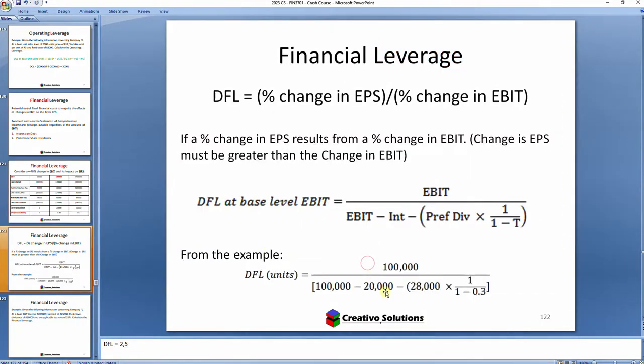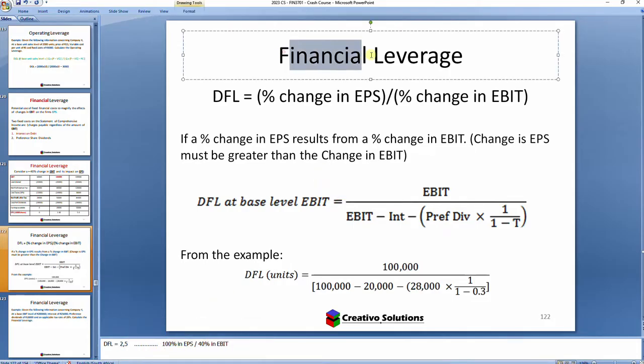So let's see what we would get. If you plug that into your formula, you're going to get this answer, 2.5. 2.5 is the same as what we had earlier. We had a 100% change in EPS over a 40% change in EBIT. So 100 over 40 gave you 2.5. So this company has good financial leverage.